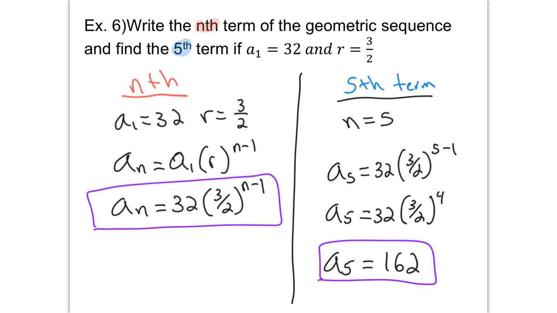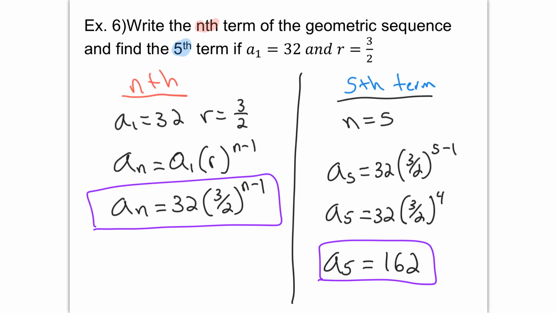Now, how can you actually do this by hand? Well, if you take 32 and you multiply by 3/2, that's going to give you the second term. And then you can take the second term and multiply by 3/2, that's going to give you the third term. And then you take the third term and multiply by 3/2, and you get the fourth one, and keep doing that, and you can find the fifth term.